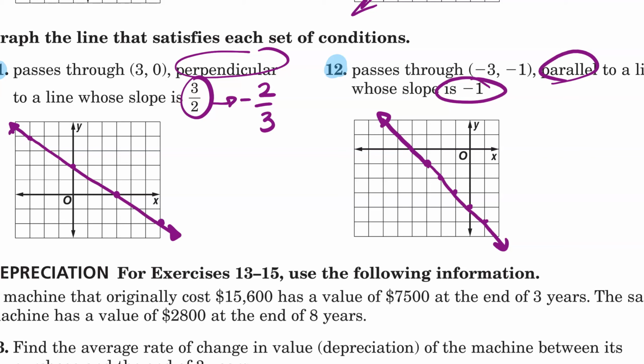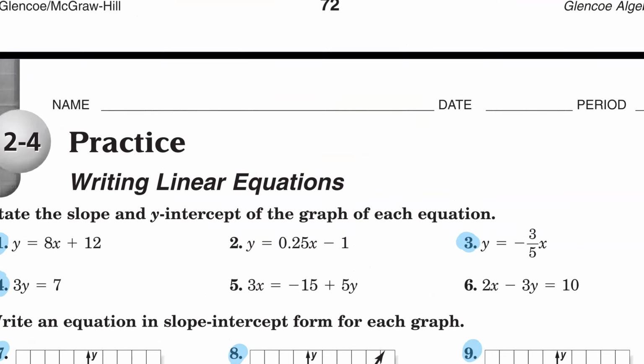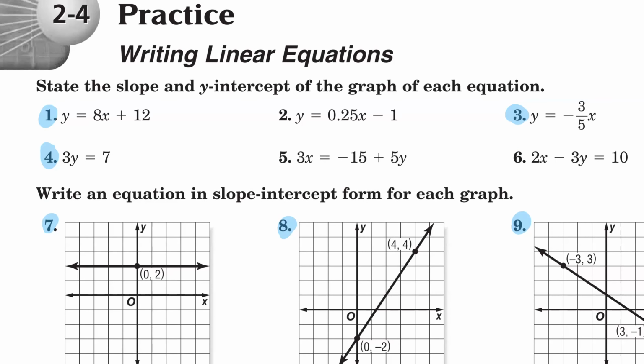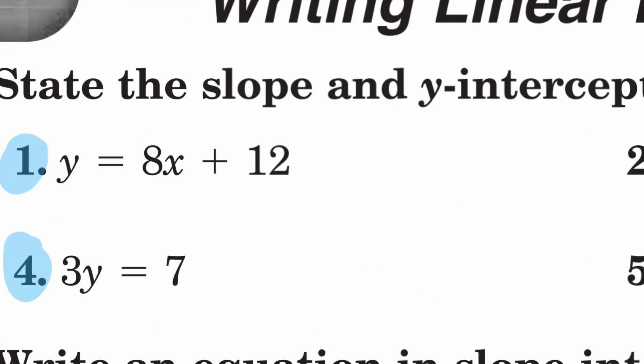Okay. Do we have any other questions over 2.3? Okay, so let's go on to 2.4. This is asking us to state the slope and the y-intercept of the graph of each function. So we want the slope and the y-intercept.